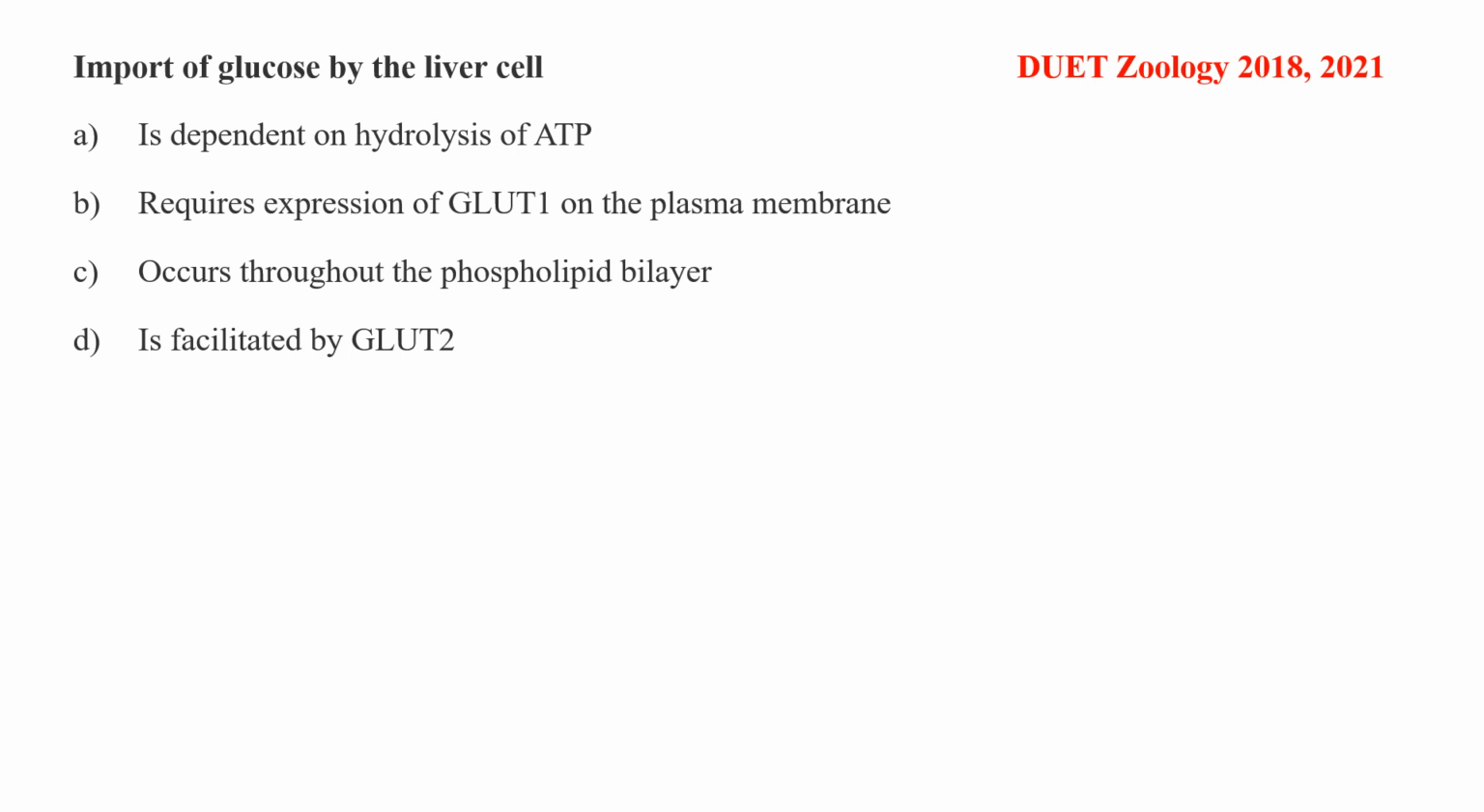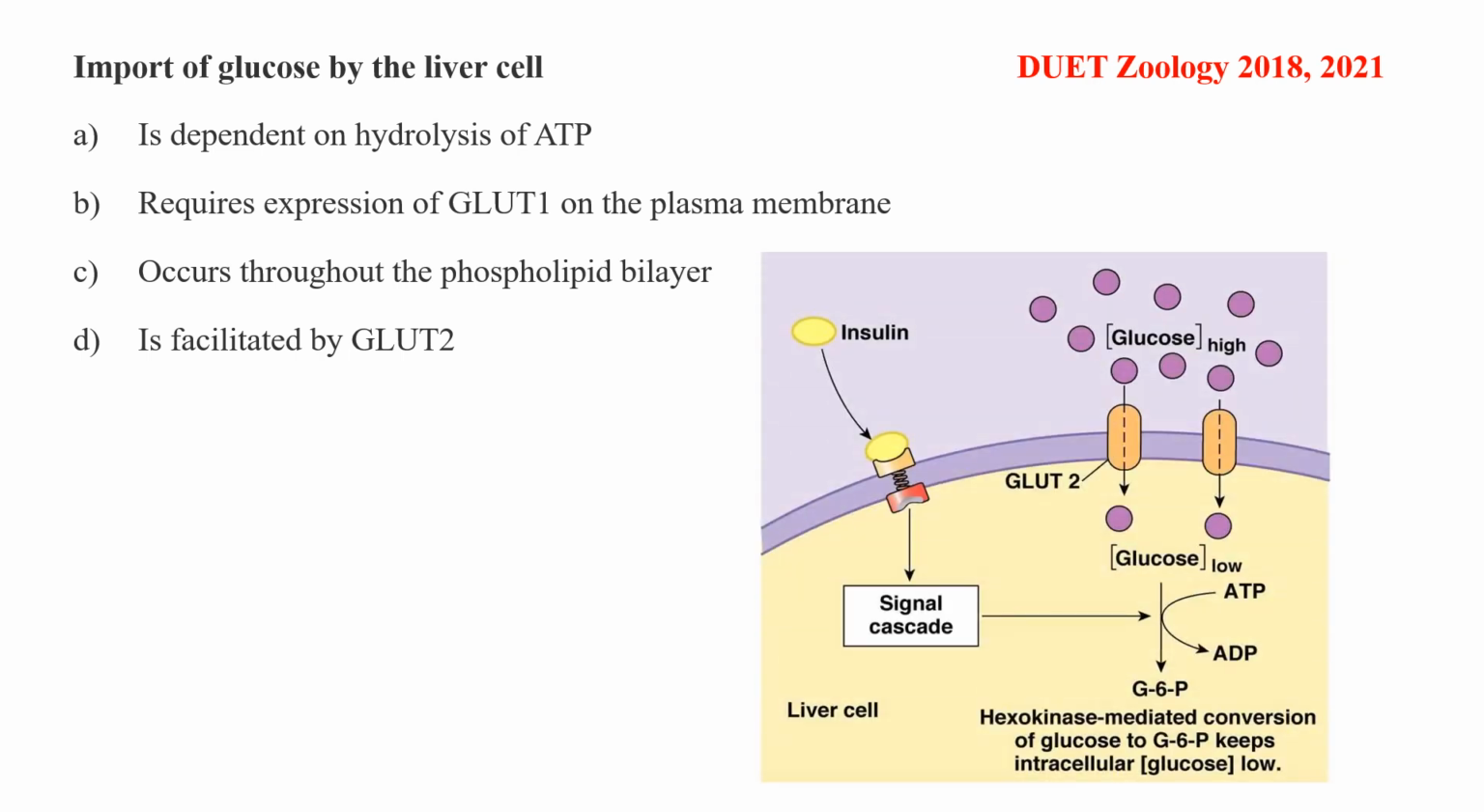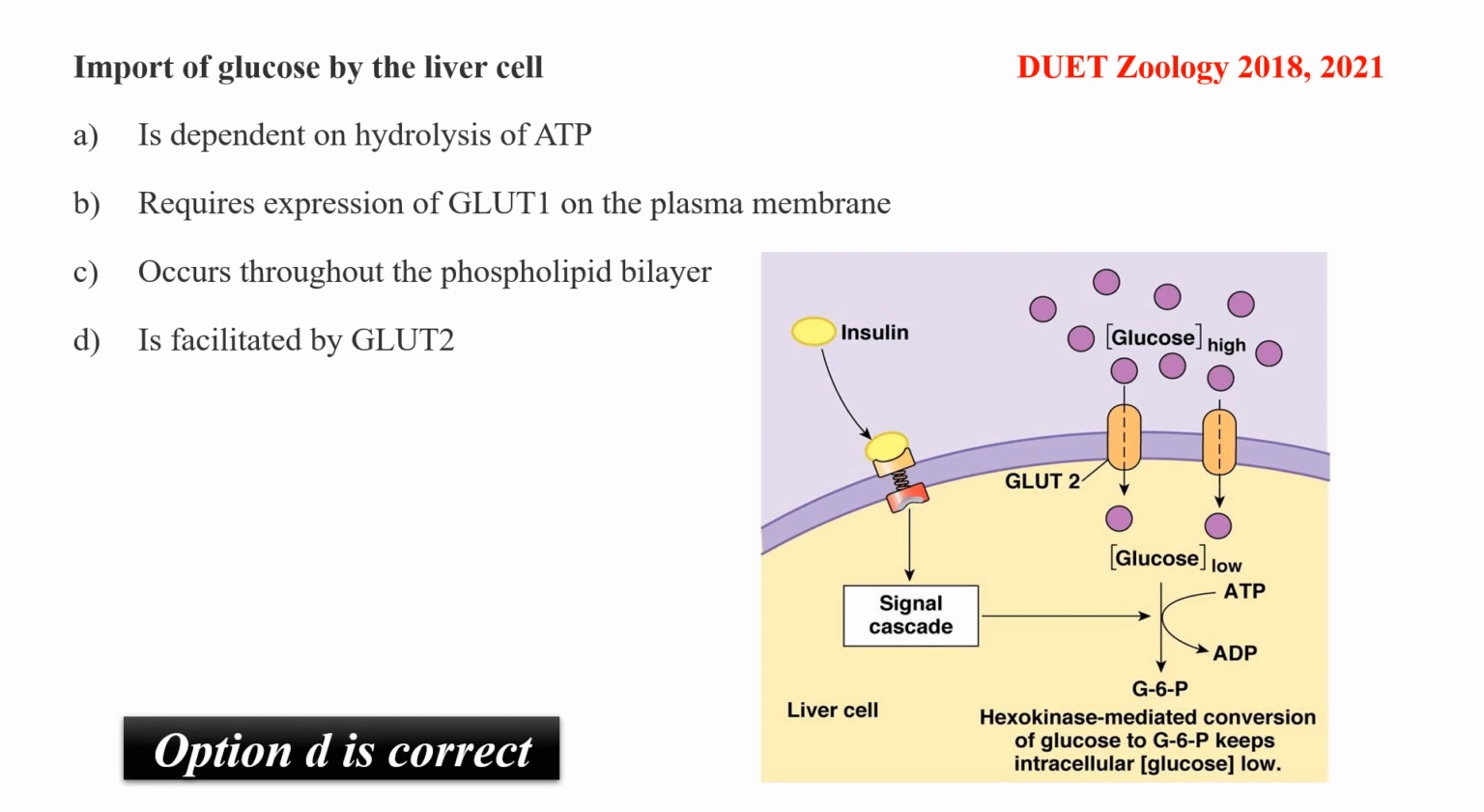As far as this question is concerned, the import of glucose by the liver cell is facilitated by the GLUT2. It is the most abundant and main regulator of hepatic glucose transport. So hence option D would be the correct answer.